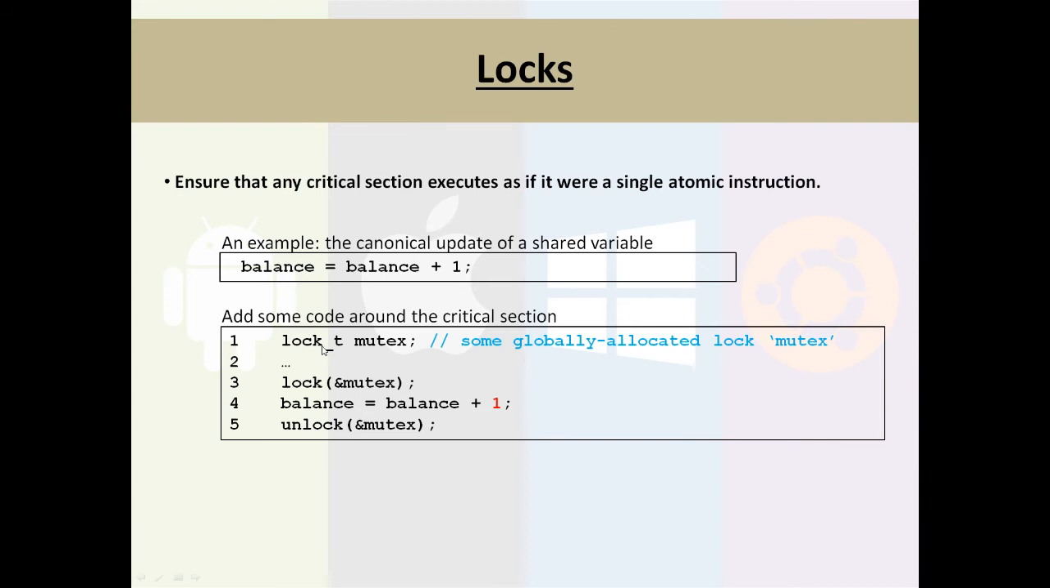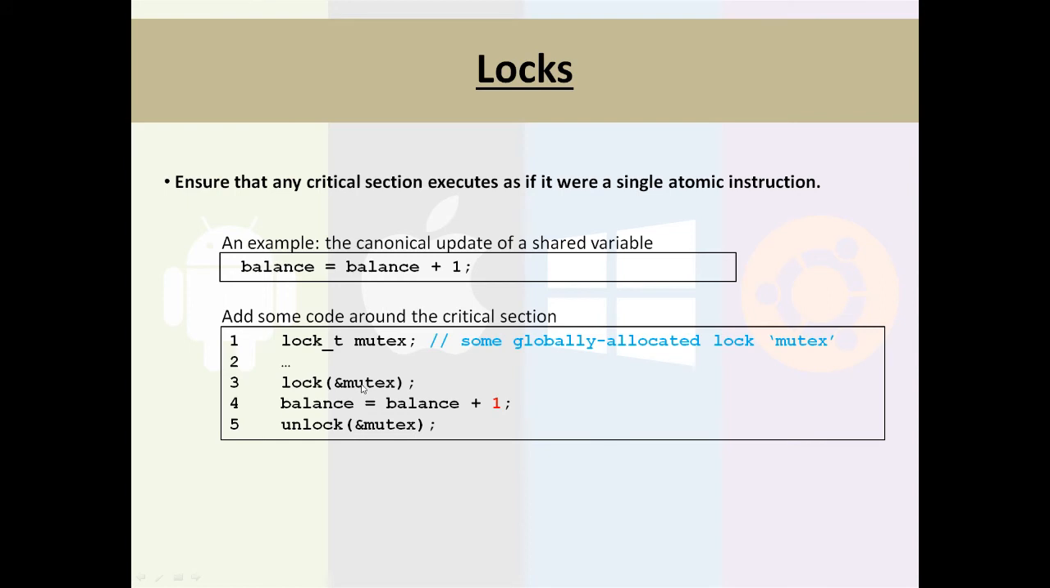Right? It's basically just an object or a structure that we define, something like this. So some globally allocated lock. Now, since it's globally allocated, it will be stored on the heap. And then later on, if you want to make sure that a task will be executed as a single atomic instruction, we basically surround it by a lock and an unlock function, where we say lock at the address of our mutex, and unlock at the address of the mutex.